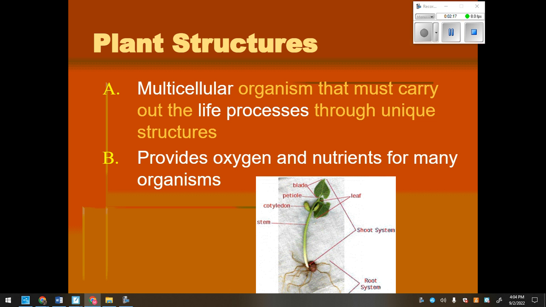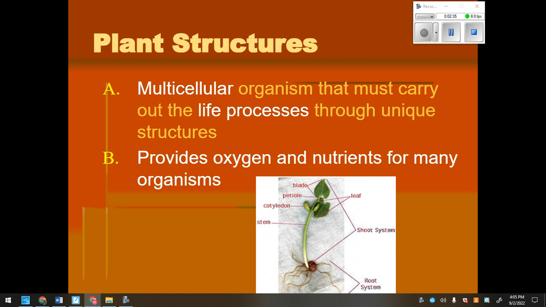You have lungs to breathe. Plants need to stay alive too. They need to do all of the life processes. They need to do all the jobs. Every living organism has to do the same jobs, but they do them differently because they have different adaptations.